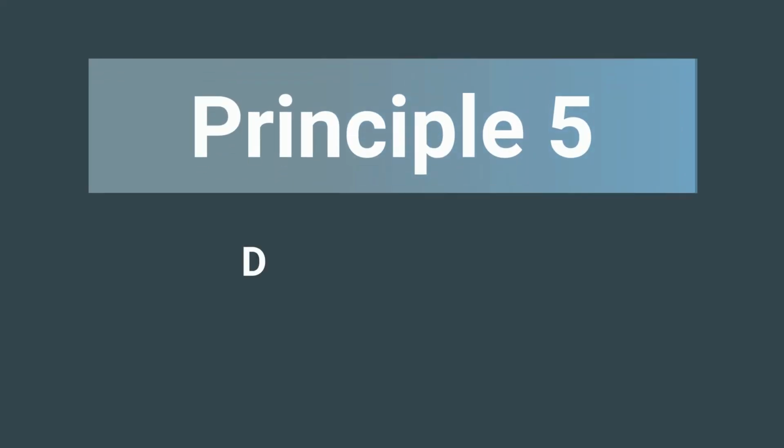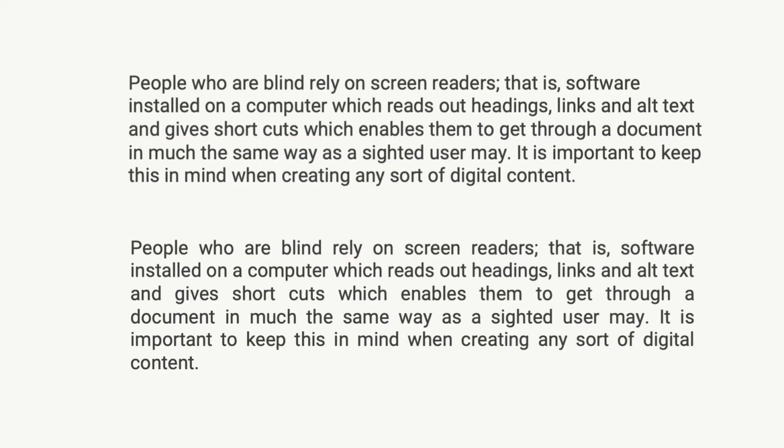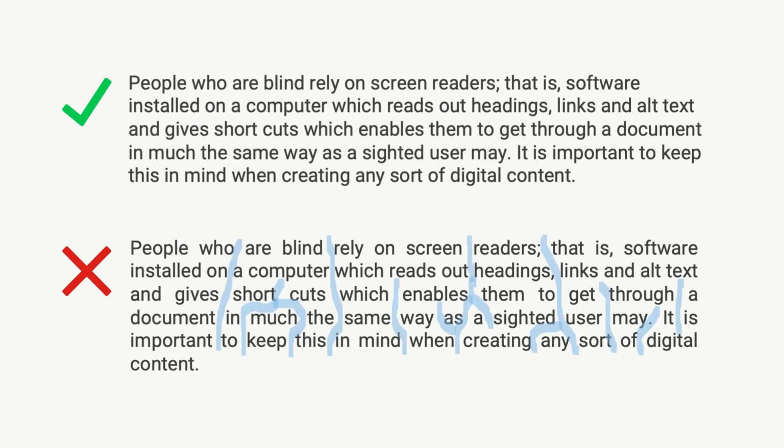Principle 5. Don't justify text. The paragraph at the top has been left aligned and should therefore make for quite an easy read. The one below has been justified, which creates uneven gaps between the words and consequently the effect of rivers running through the text, causing difficulties, particularly for students with dyslexia.